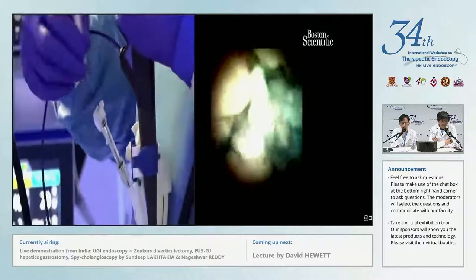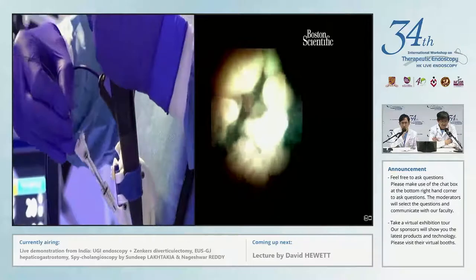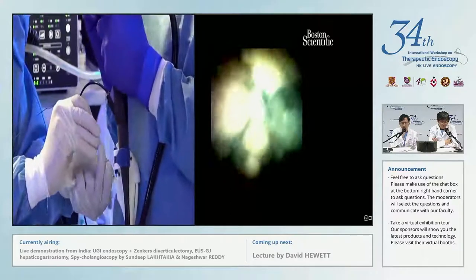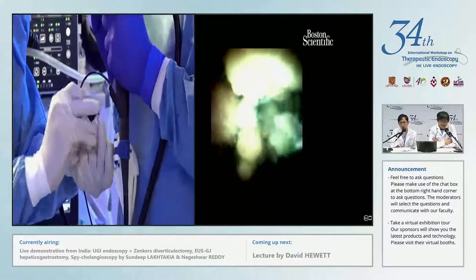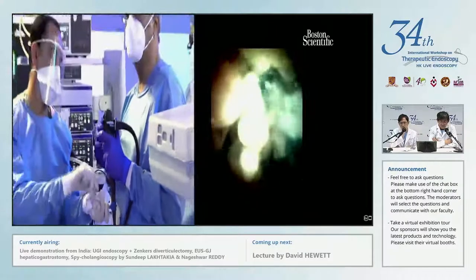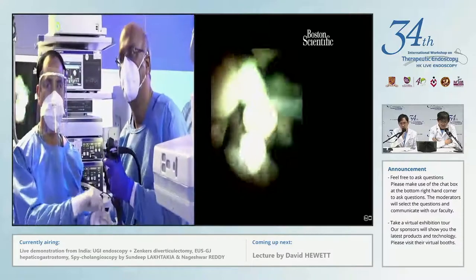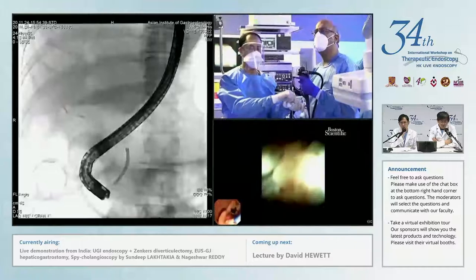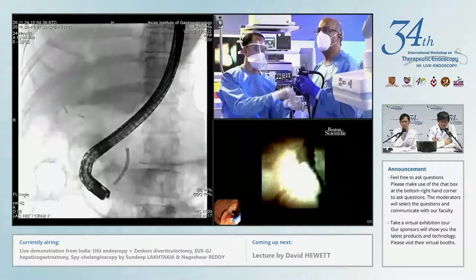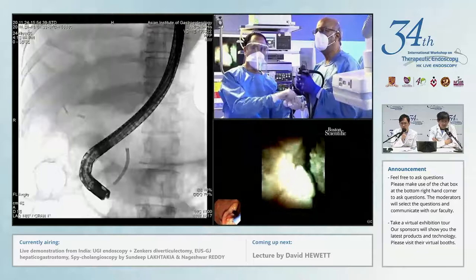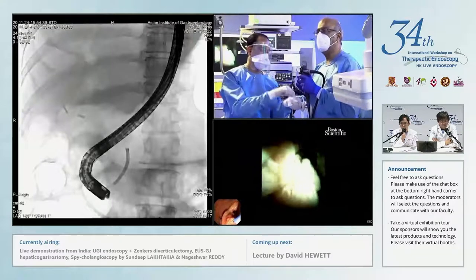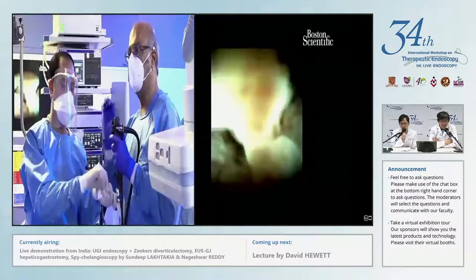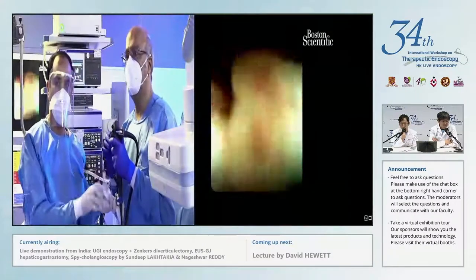There are certain principles of using the SpyBite and that's why I'm trying to show this now. When you get to the elevator stage, the SpyBite doesn't go in because the elevator is blocking it. So what we do in this case is pass the whole scope up there and then pull it back as you push the SpyBite in. So now you can see the SpyBite is going in. Srinivas is helping me with that. As soon as he gets resistance, he's going to tell me. Then I know that I have to push the SpyScope inside.